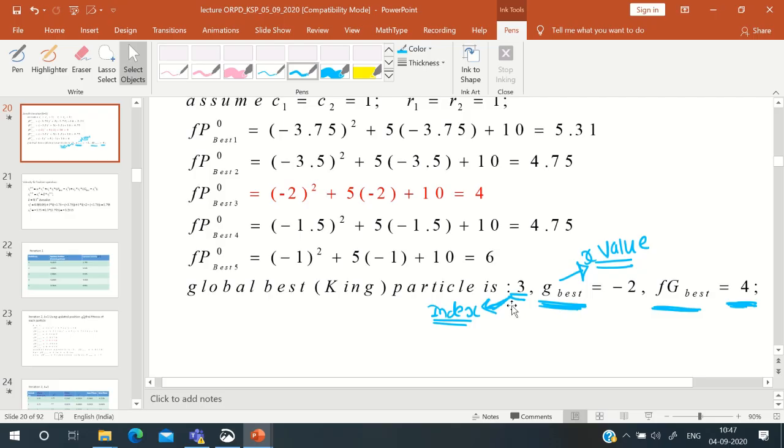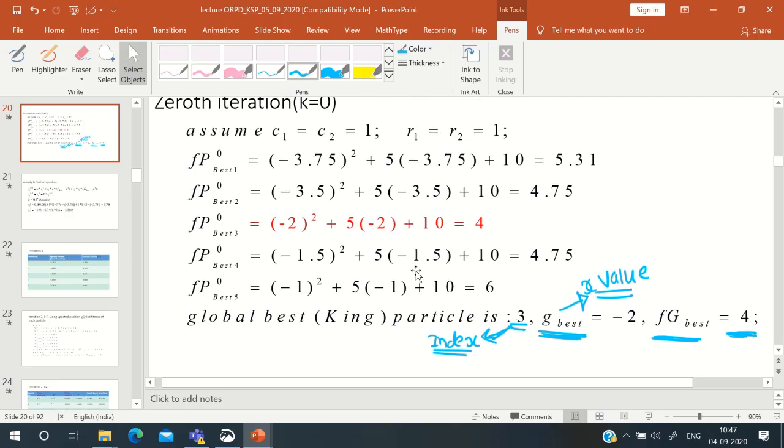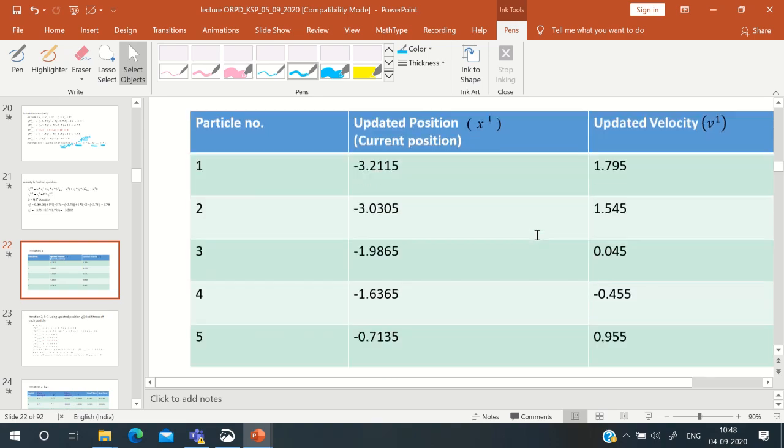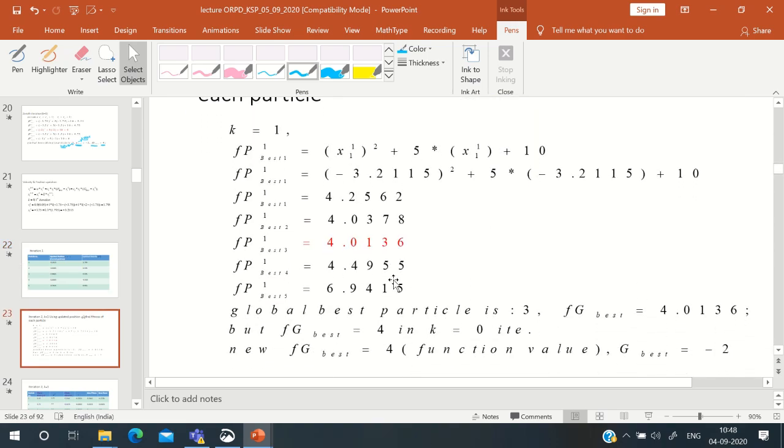These are the results of the 0th iteration. In that case, what was the g best function value? It was 4. And in this case, the function value fg best is 4.01. So has the function value improved or deteriorated? We want to minimize the function value, so in every iteration the function value should decrease. In this case, the function value corresponding to the global best particle increased, so it is deteriorated.